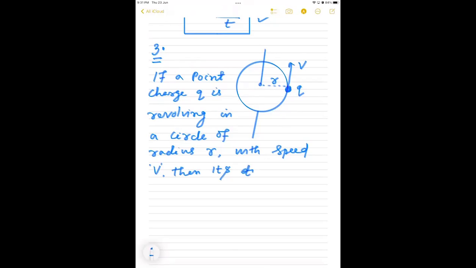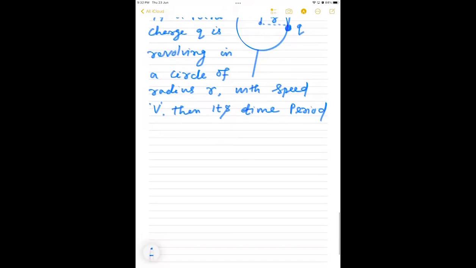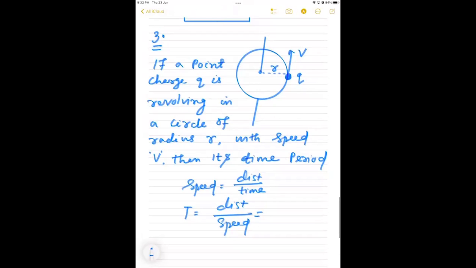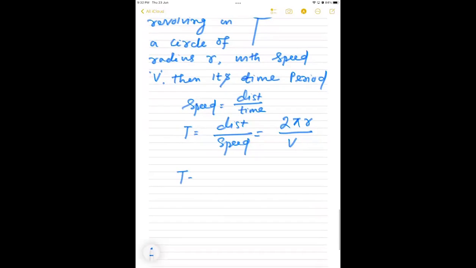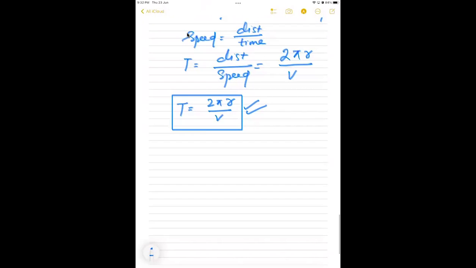Students, speed is equal to distance by time, correct? So time will be distance by speed. After one revolution, how much distance will it move? 2 pi r. Divided by the speed at which it was moving, v. So you can write T is equal to 2 pi r by v. Correct or not, students? Are you getting it? Yes, sir. Okay. Next. This is one concept.